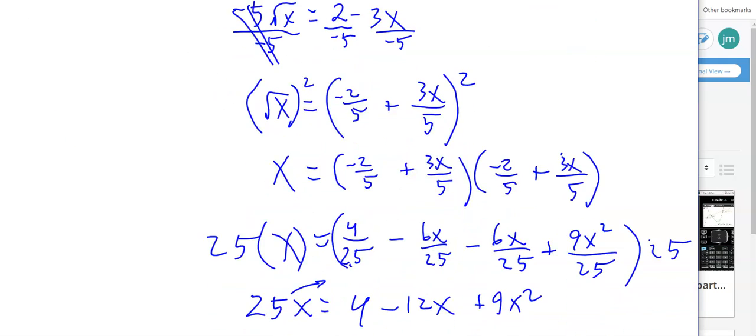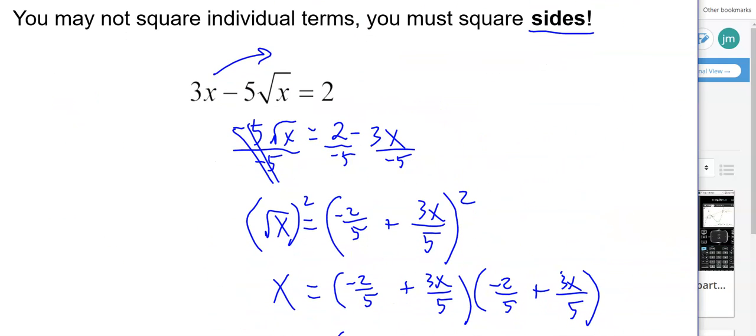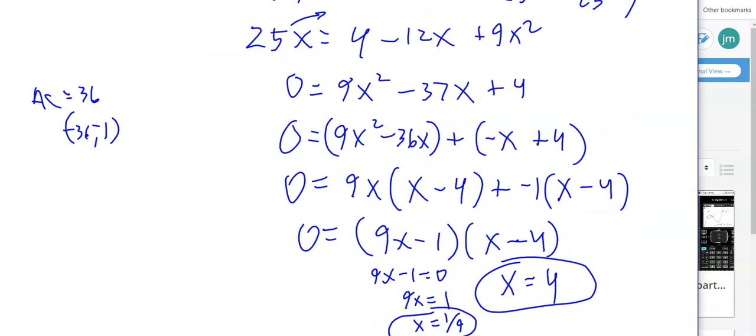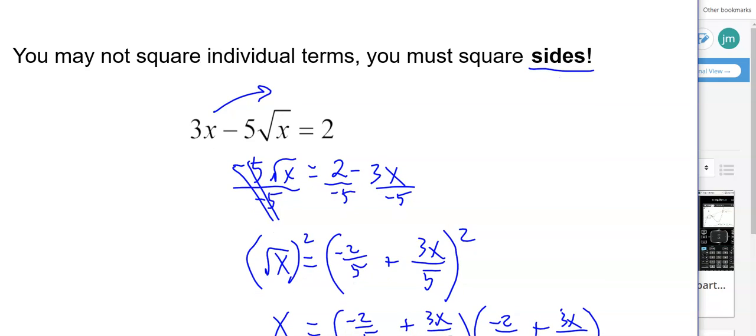So let's see if 4 works here. So we plug in 4, that would be 12 minus 5 times 2. Square root of 4 is 2. So 12 minus 10 is 2. That works. Plug in 1/9. Maybe 3 times 1/9 is 1/3. Minus 5 times 1/9, the square root would be 1/3, I think. Equals 2. Let's see.